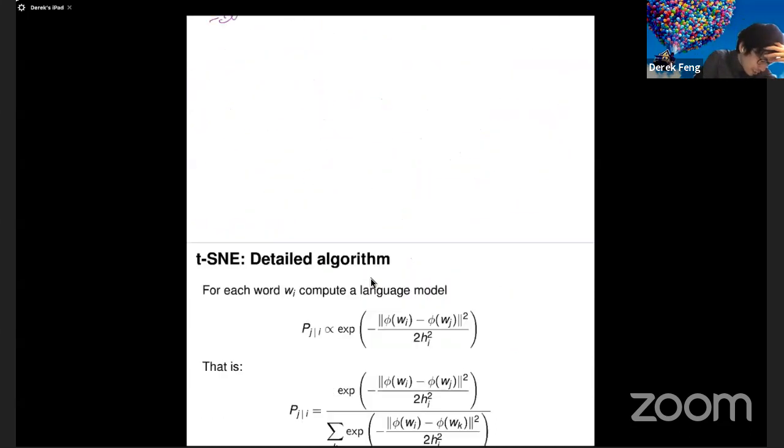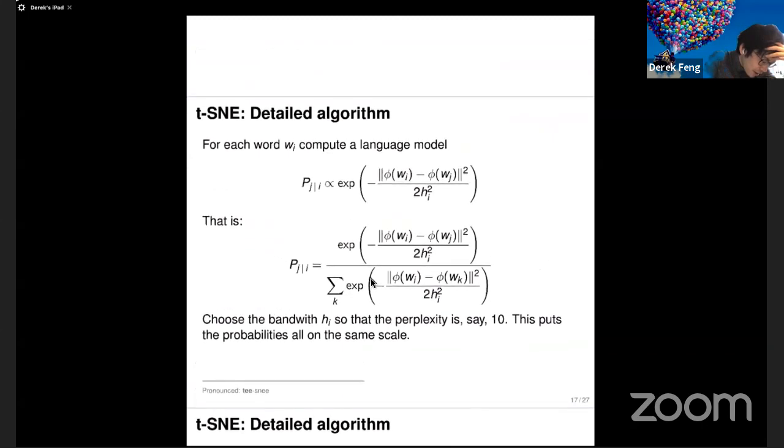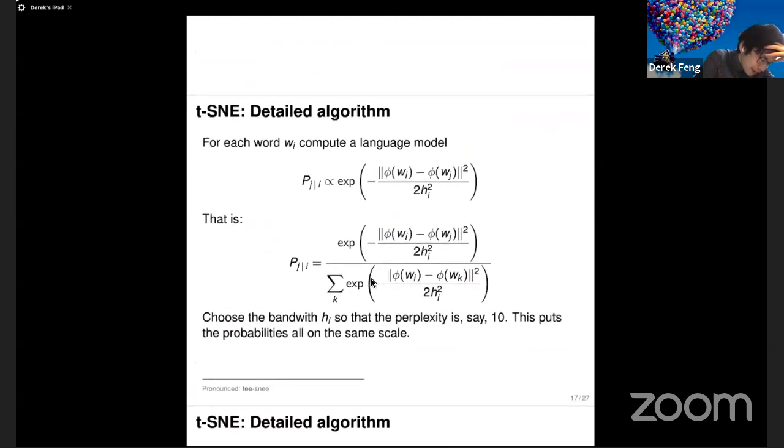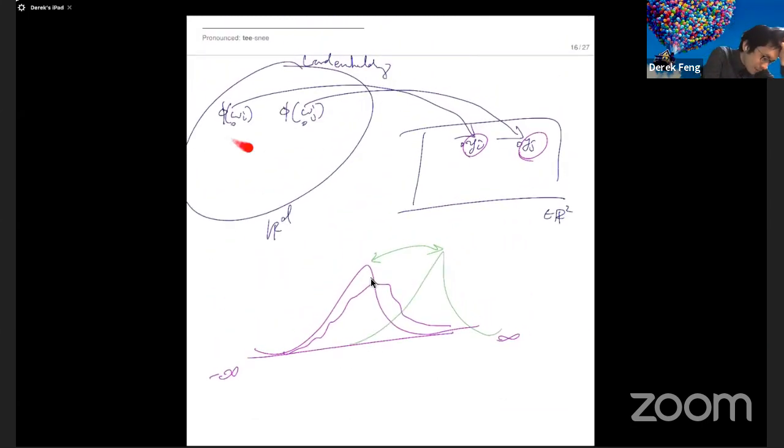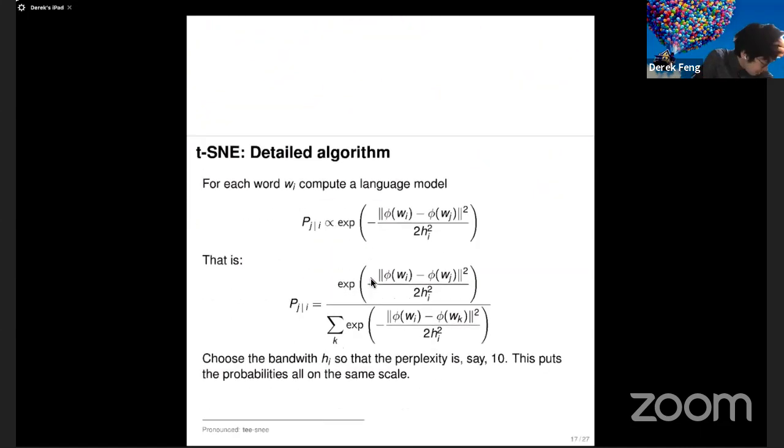So I'm going to be a little bit clearer here. Okay, so the intuition is I'm going to basically define probabilities with respect to ij. How am I going to do that?